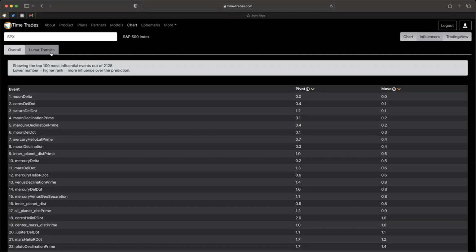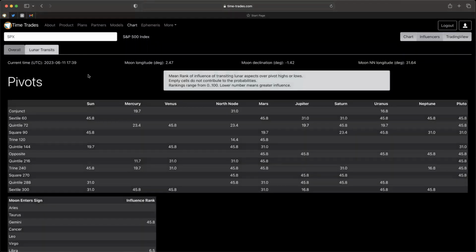Now, the second part of the influencers page is over here on lunar transits. Okay, and again, we've simplified this screen. Instead of showing the 4 directional forecasts, we're showing the influencers over just pivots and moves. So again, what we're showing here is a number, and that number is the percentile ranking. Okay, so 14.4% means that the moon trine 120 degrees with the north node is in the top 14.4 percentile of all influencers over pivots.